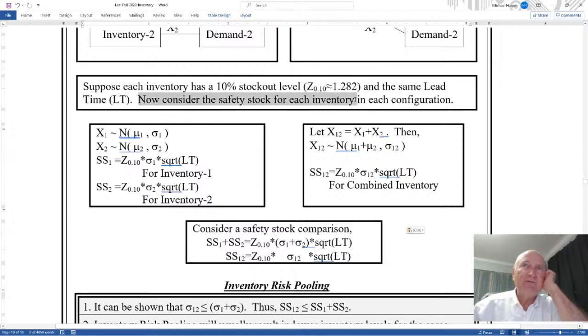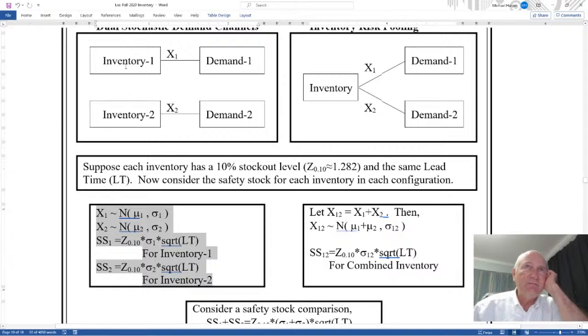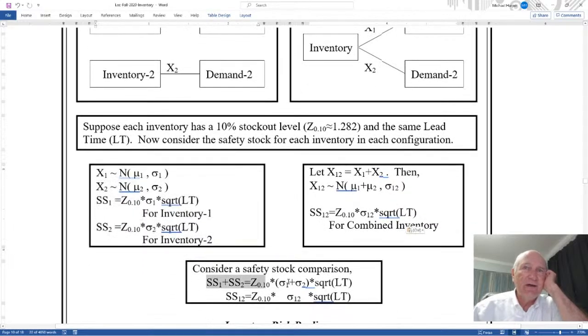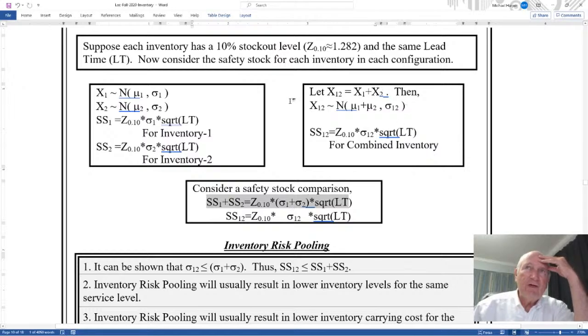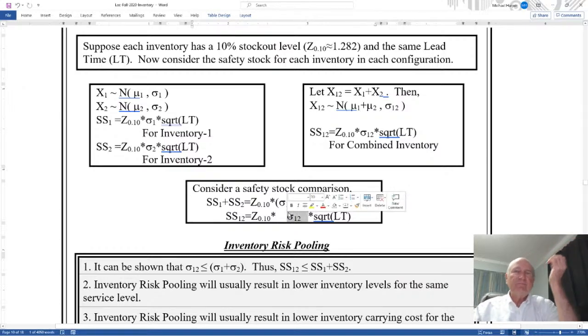Now consider the safety stock for each inventory in each configuration. If I do them separately, my safety stock in both of these inventories, I add them together. The lead time is the same, the Z value is the same, my stockout level is the same, the service level is the same. My standard deviations are sigma 1 plus sigma 2. Over here, when I pull this down and combine the two, I have a different standard deviation for the combined inventory.